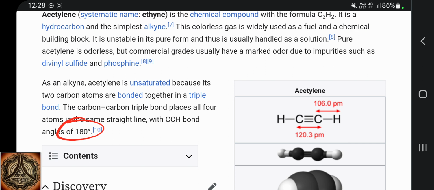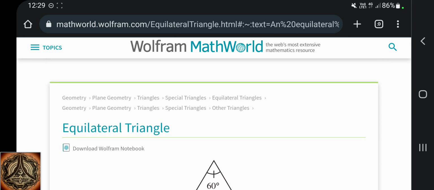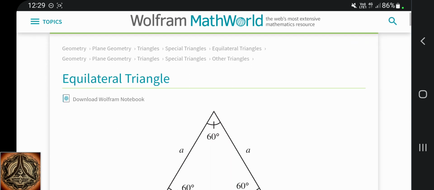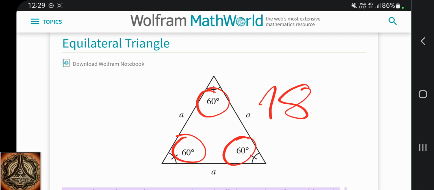I have been talking about quartz, about limestone producing some flammable gas. So how does this 180 relate to all of that? For this we have to go to the world of mathematics. Wolfram MathWorld. Equilateral triangle. 60 degrees. Makes 180.